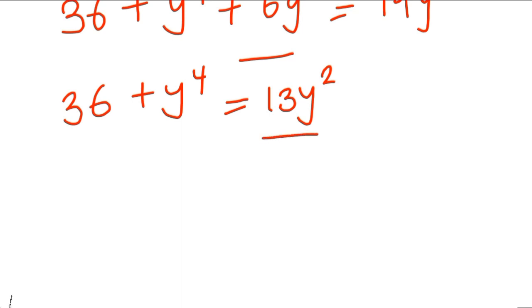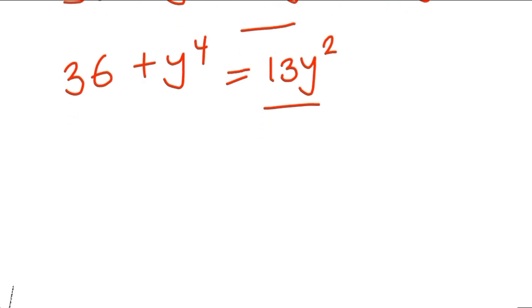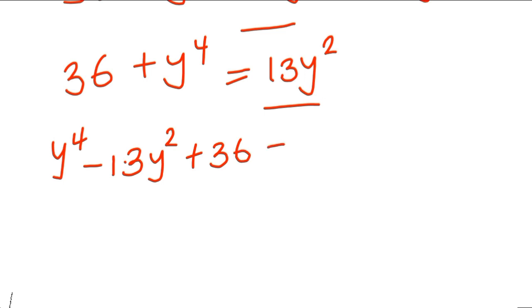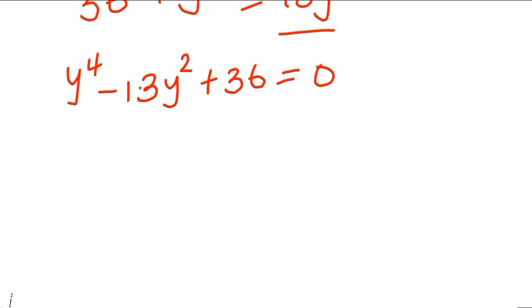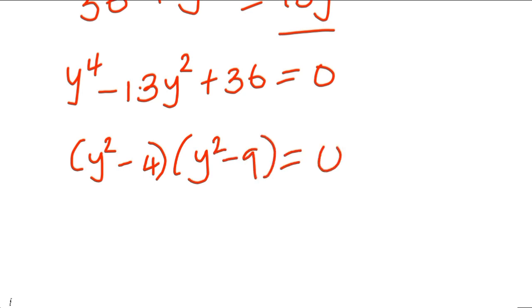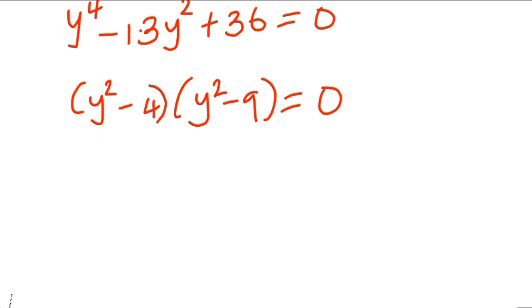We are going to take this 13y squared to the other side of the equation by adding negative 13y squared to both sides of the equation. So this is going to give us y raised to the power of 4 minus 13y squared plus 36 is equal to 0. So finally, when we factorize, we have y squared minus 4 multiplied by y squared minus 9 is equal to 0.